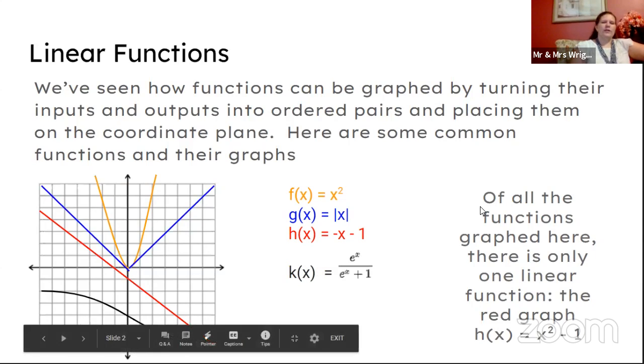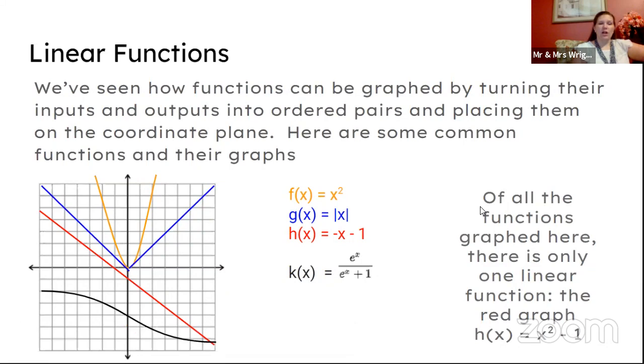And then this red one is negative x minus 1, h of x. And you see it just basically slices down the graph. And here is a fancier one using Euler's number, and you can see it's creating this gentle S-curve or slope. Only one of these is a linear function. They're all functions, but only one is a linear function.